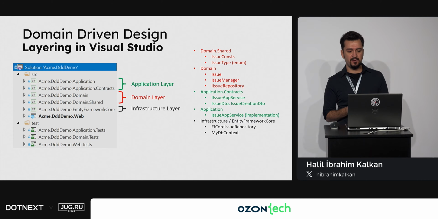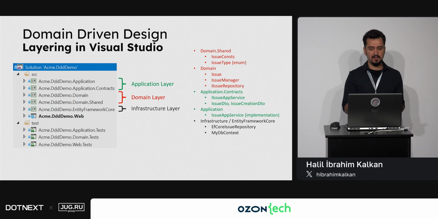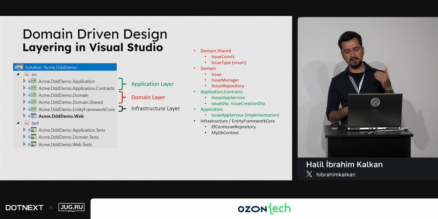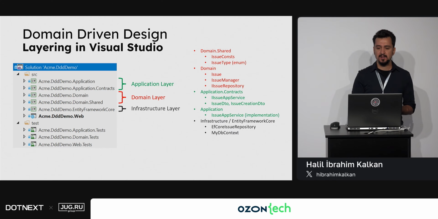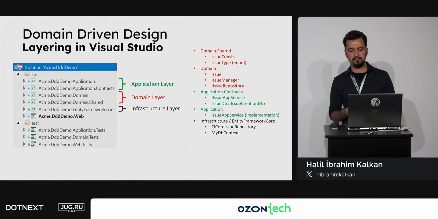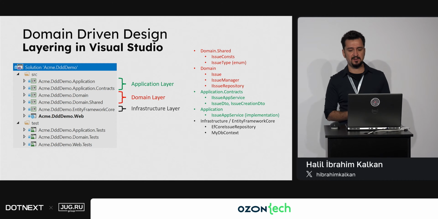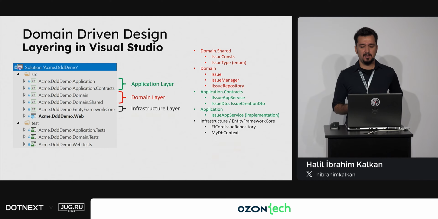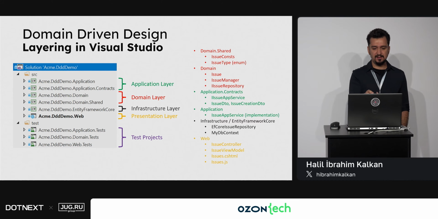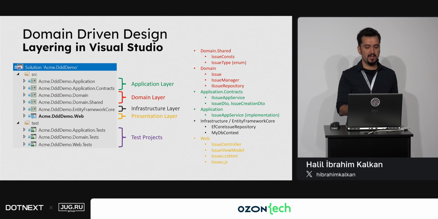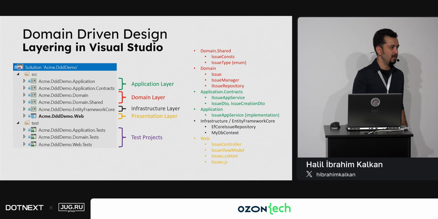And for infrastructure, you can create a single layer or multiple projects, one for each of your major dependencies. Here we have the Entity Framework Core package for DB context, configuration mappings, and especially repository implementations, because repository interfaces are defined in the domain layer. And finally, we have the presentation layer and some test projects. This is the standard model we suggest when you start with the ABP framework today.